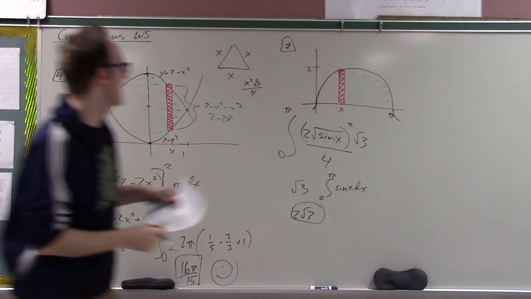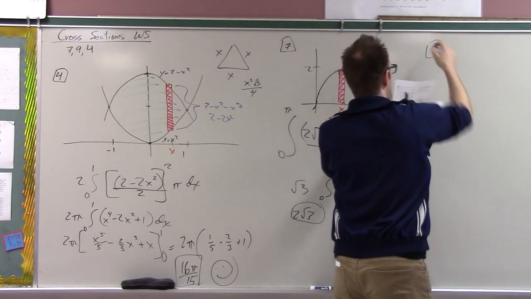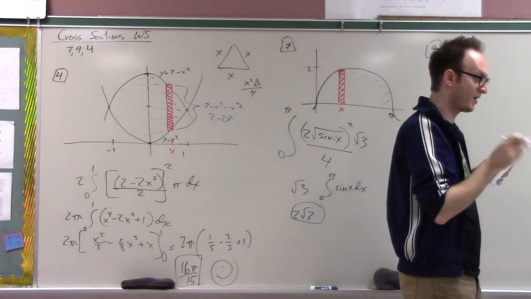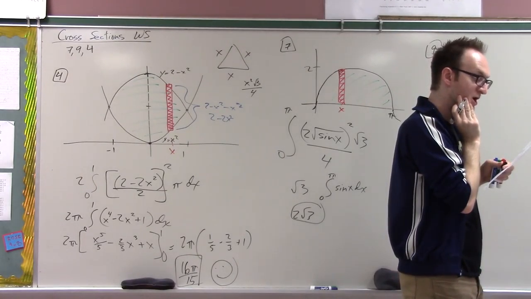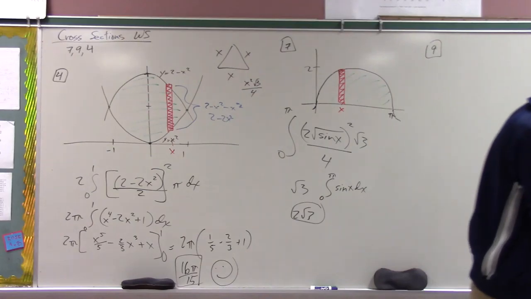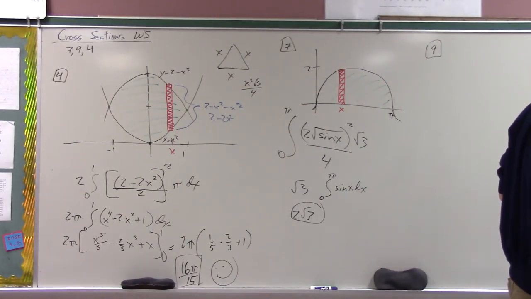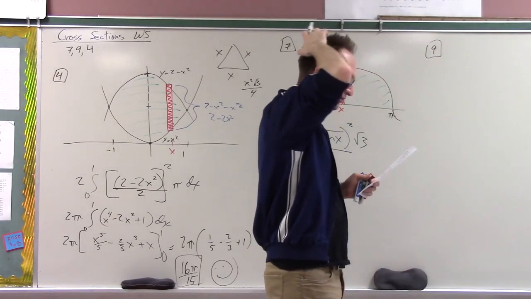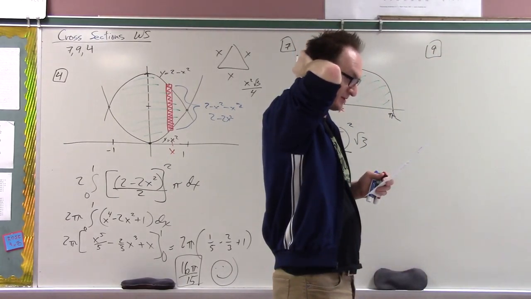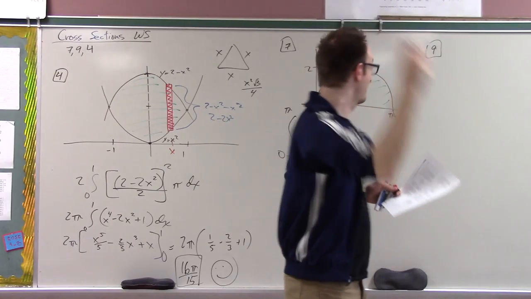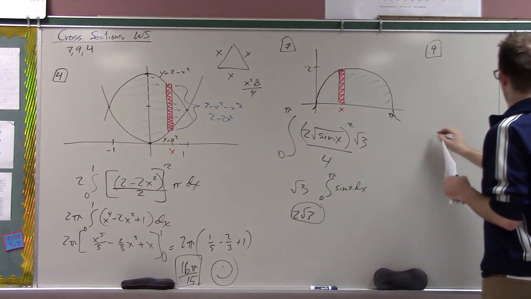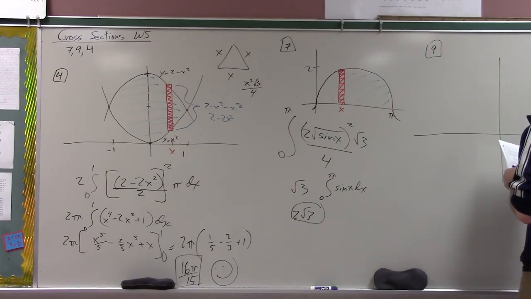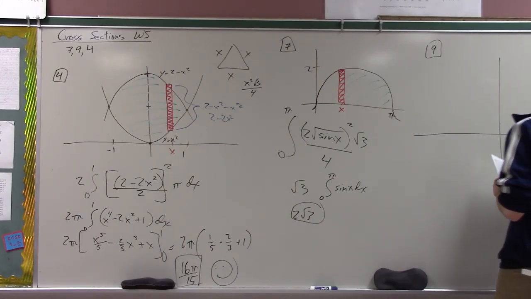All right, I thought 9 was the one that was a little bit hard. 9 said the solid lies between planes perpendicular to the y-axis at y equals 0 and y equals 2. The cross sections perpendicular to the y-axis are circular disks with diameters running from the y-axis to the parabola x equals root 5 y squared. Okay, yikes. First of all, x equals root 5 y squared is being discussed. So let's get a graph of that.